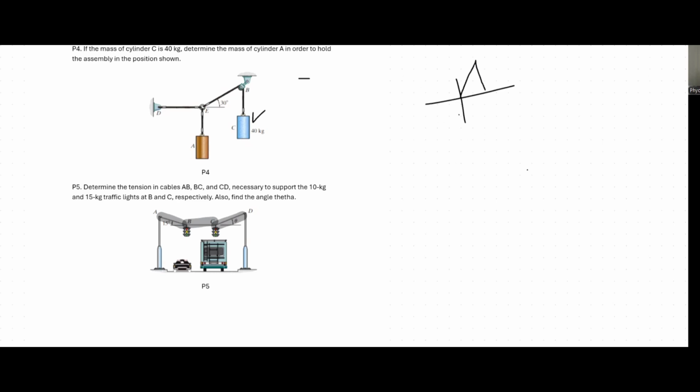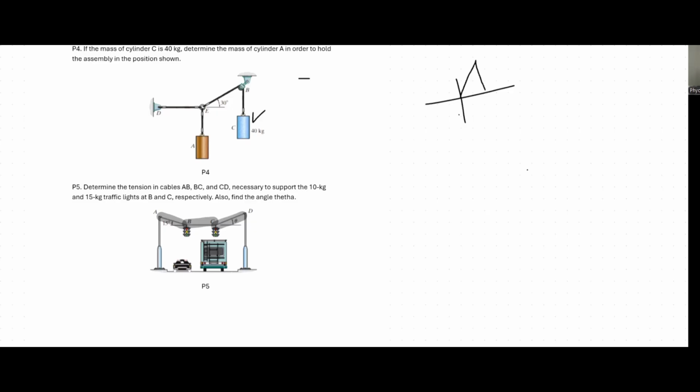So we're going to determine the tension of the cables AB, BC, and CD necessary to support the 10 kg and 5 kg traffic lights at B and C. Also find the angle theta. So we are looking for the tension of AB, the tension of BC, the tension of CD, and the angle theta.